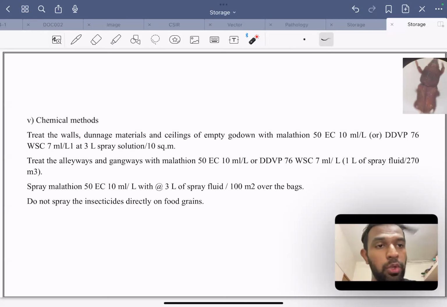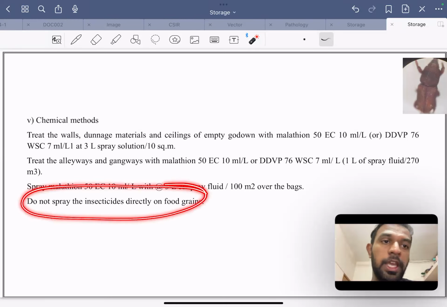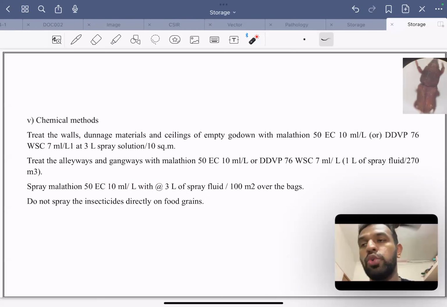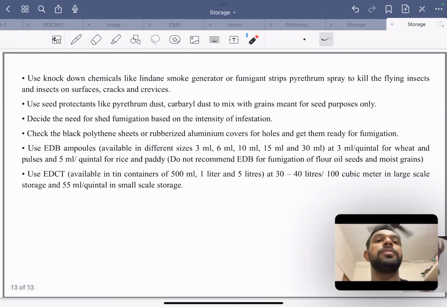Here we don't advise spraying the chemicals directly on the food grains. That should be kept in mind, because in the case of storage insects, you don't spray these chemicals directly onto the grains, as they pose a threat to humans. They can enter the human diet and cause ill effects. So we don't advise that.